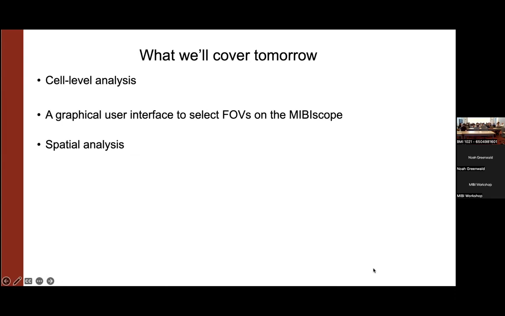We then have a guest lecture from MIBI site at Lehigh talking about their graphical interface for actually using the H&E image directly to identify which regions you want to acquire on the MIBI. And then we have our final session on spatial analysis.